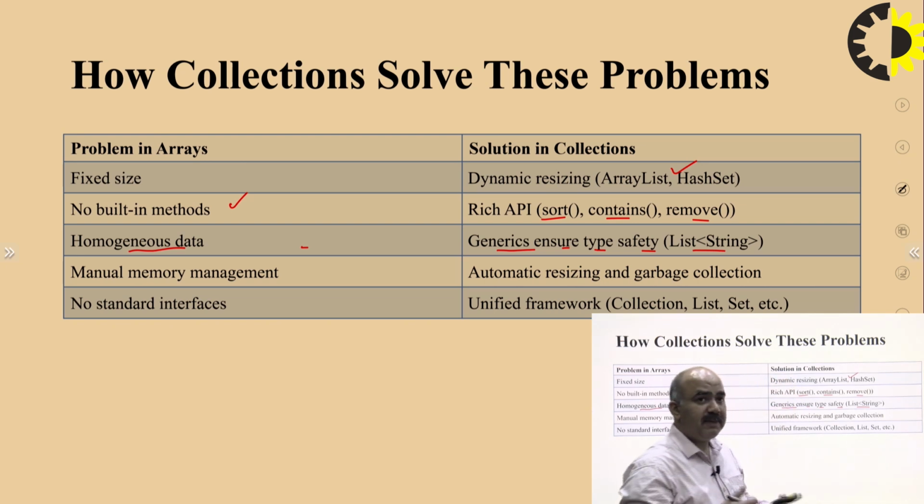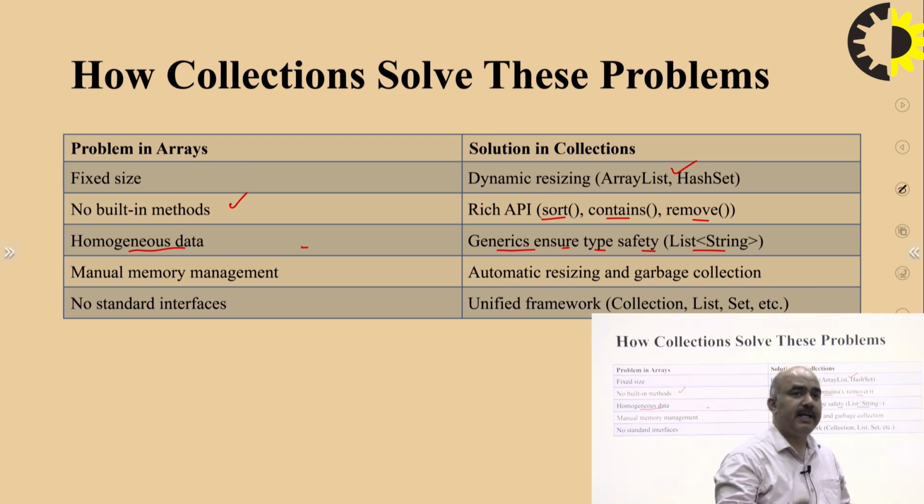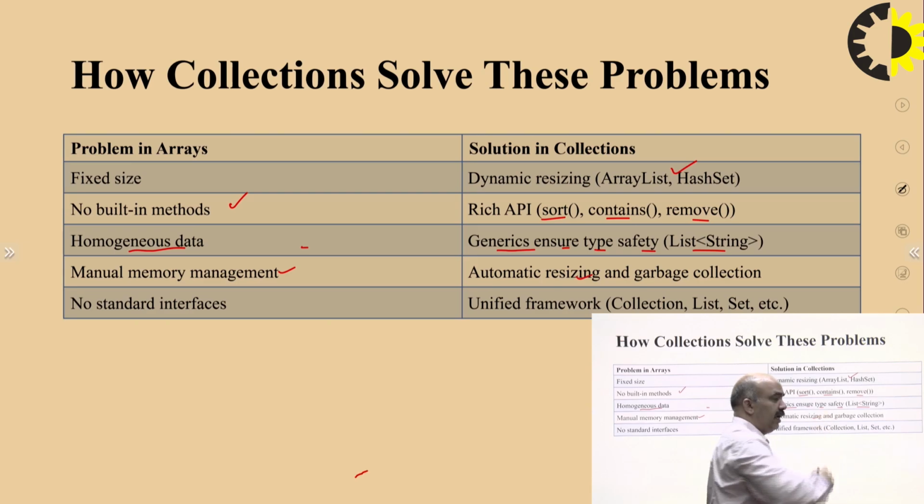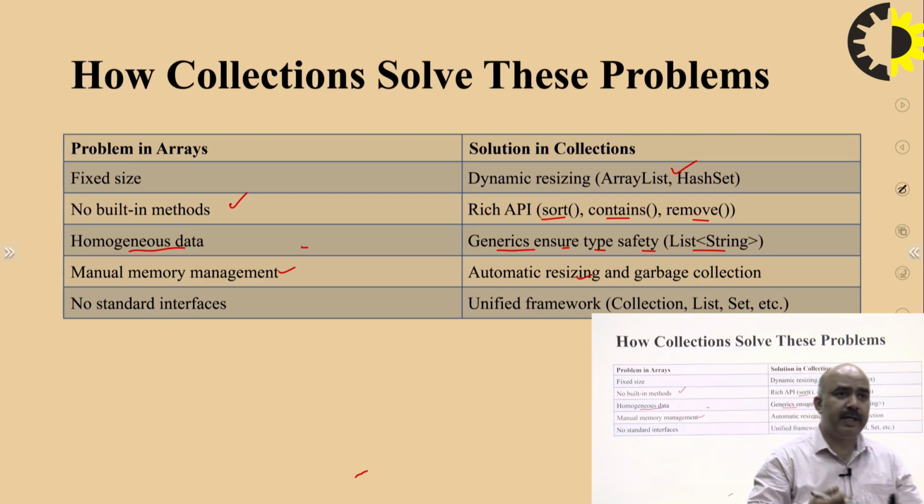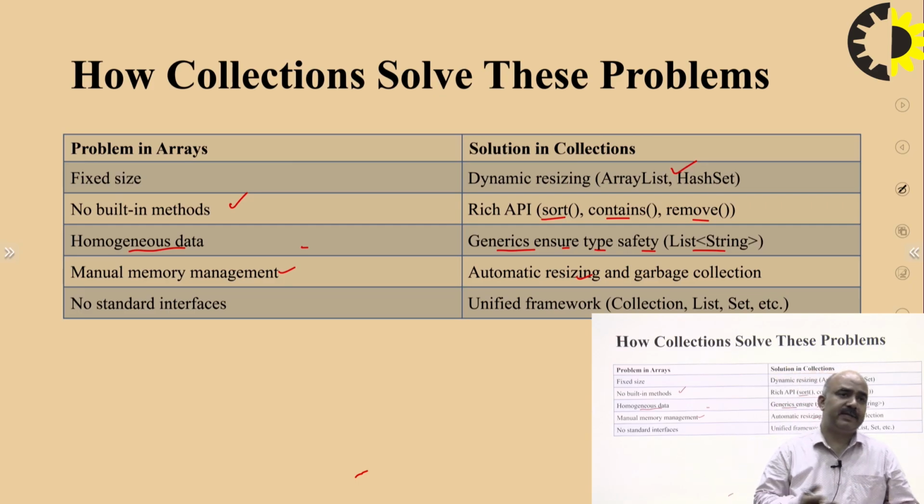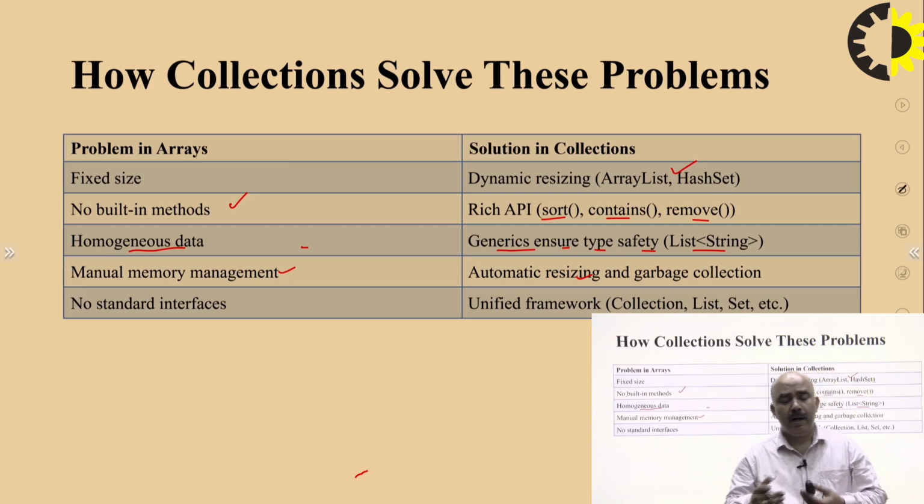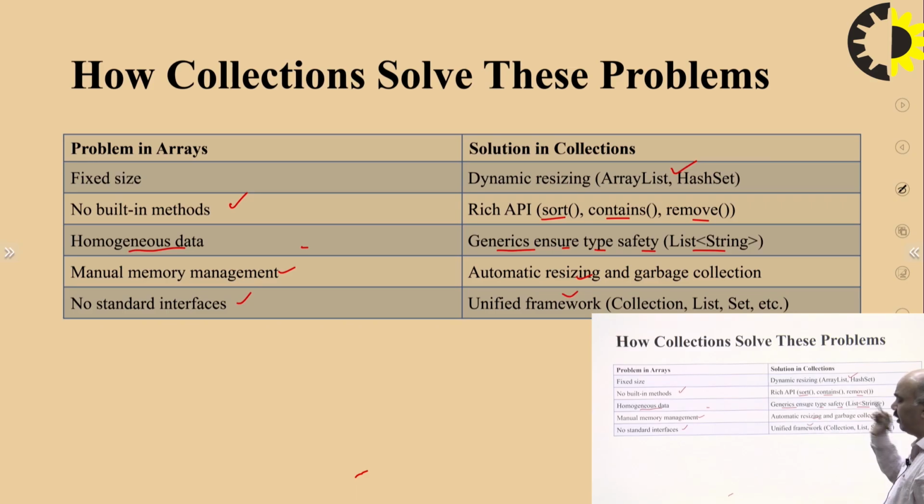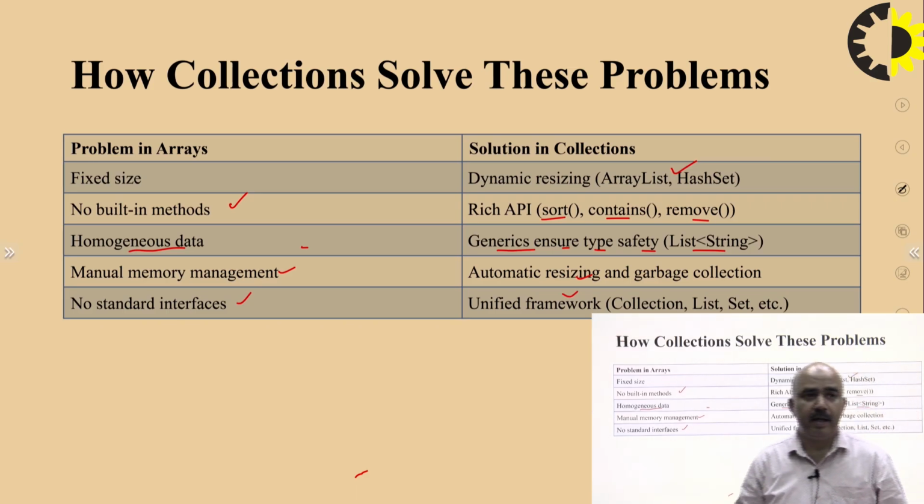Generics ensure that type safety is maintained, whether we are inserting string type values or integer type values. In arrays we have manual memory management, but here collections can automatically resize, increasing or decreasing, irrespective of whether it is a set, map or linked list. There is no standard interface in arrays, but here we have a unified framework called the collection framework, in which we have list, set, etc.